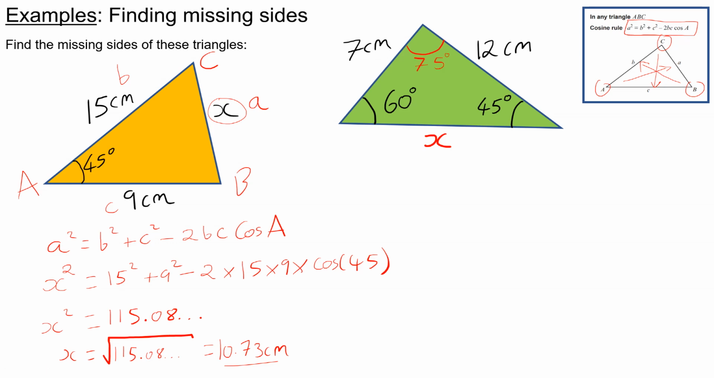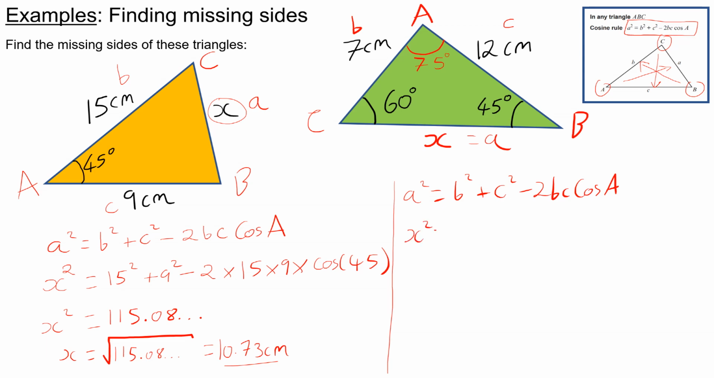I now have two sides and the included angle, so I can use the cosine rule. So I'm going to call the side that I want a. That makes big A 75, b 7, big B 45, c 12, big C 60. So what we can do now is use the cosine rule. So let me state the cosine rule again. a squared equals b squared plus c squared, take away 2bc cos A.